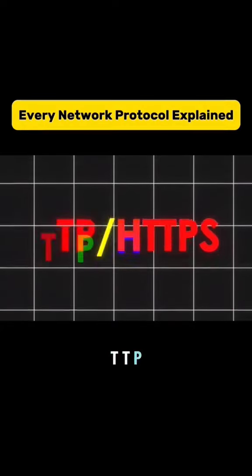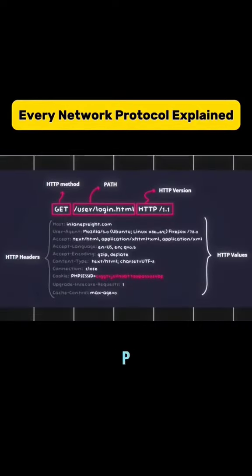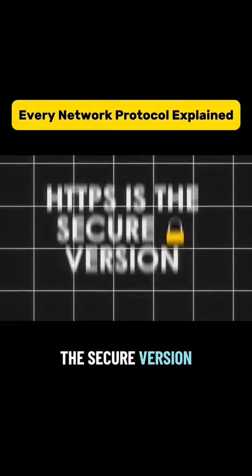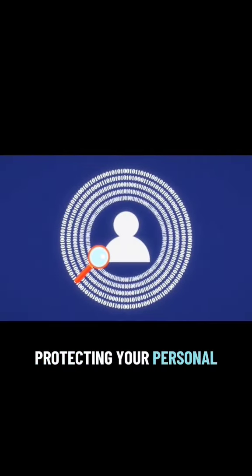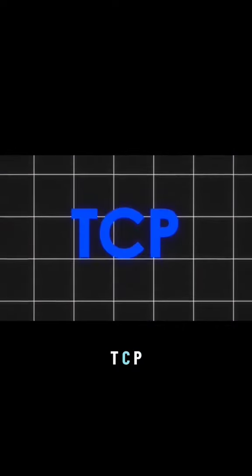HTTP and HTTPS. HTTP is the protocol used for browsing websites. When you type a URL, your browser uses HTTP to request a web page from a server. HTTPS is the secure version, encrypting the data between your browser and the server, protecting your personal info like credit card details on sites like bank.com.